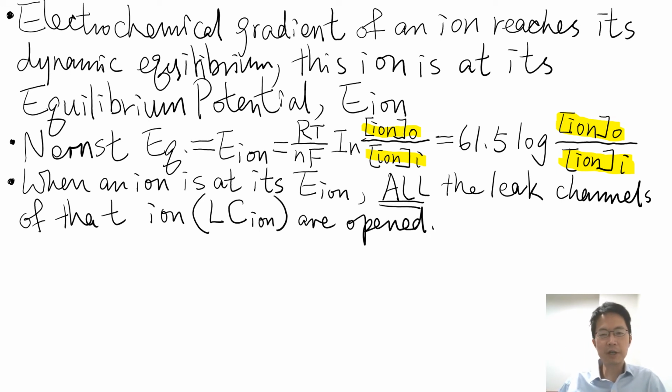Previously we said that when the electrochemical gradients are at the dynamic equilibrium, then it is at the equilibrium potential. Now the physical meaning is that when an ion is at equilibrium potential, then all the leak channels are open. Okay. So what happened? Think about this.